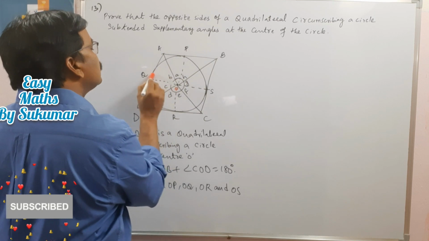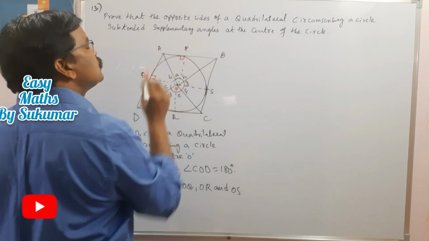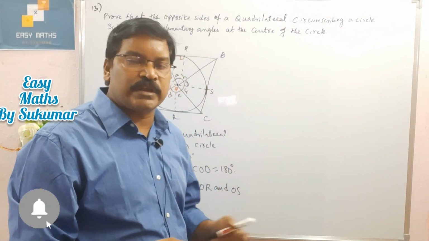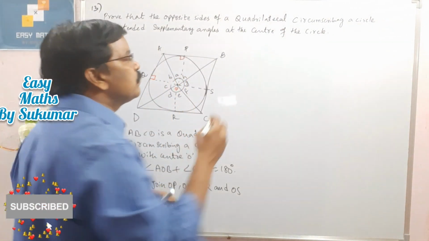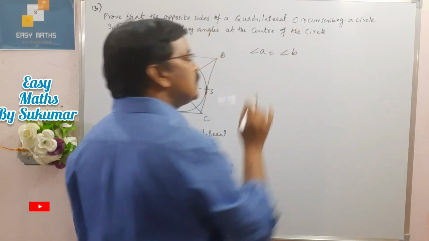Here this angle is 90, this angle is also 90. Therefore, according to the RHS congruency rule, these two triangles are congruent. Whenever two triangles are congruent, according to CPCT, angle A and angle B are equal. That means, let me write here, angle A is equal to angle B.